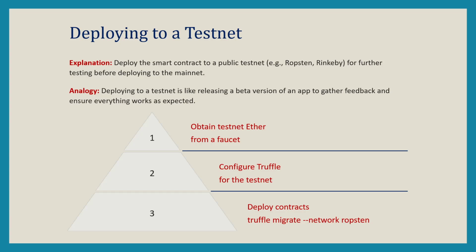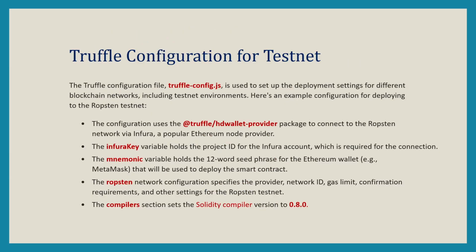Okay. Next, you have to configure Truffle for the testnet. We'll go through it in the next slide. This is what you have to do. Then finally, you deploy contracts using truffle migrate --network ropsten.